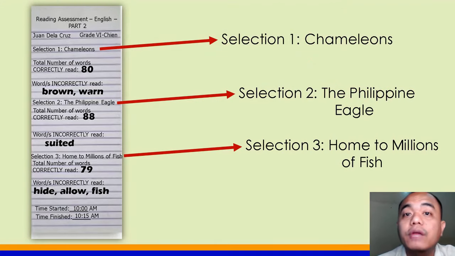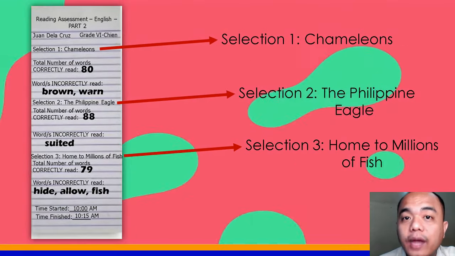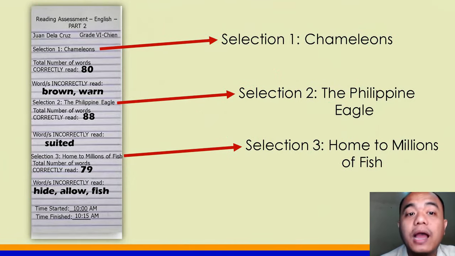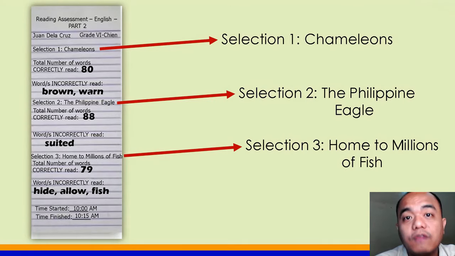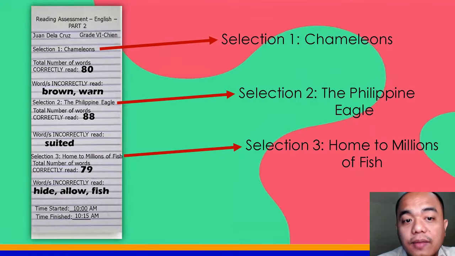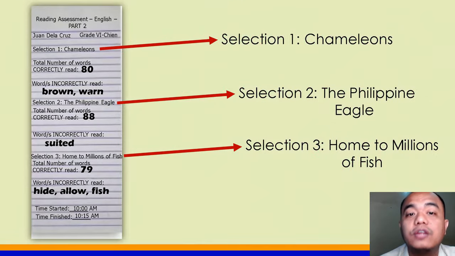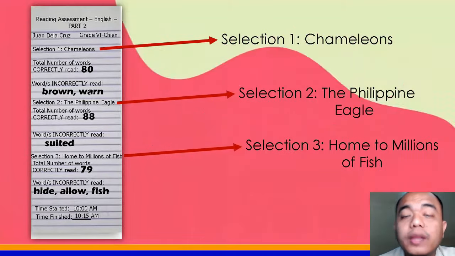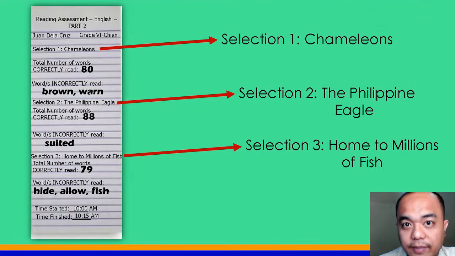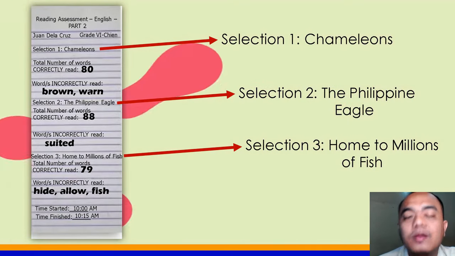But if you do the recording, I will be the one to fill up this one for you. Okay? I will do the work for you. Just give me your recordings of how you read the selections. But if you choose option number 2, then your parents will be the one to assist you in doing this part of the assessment. Is that clear? Okay, very good.